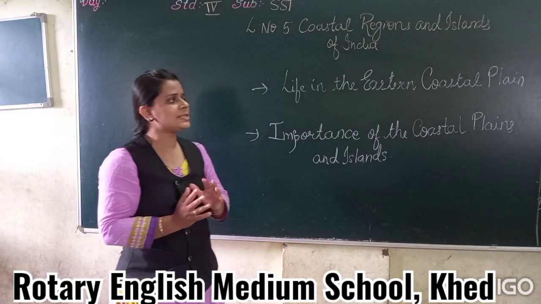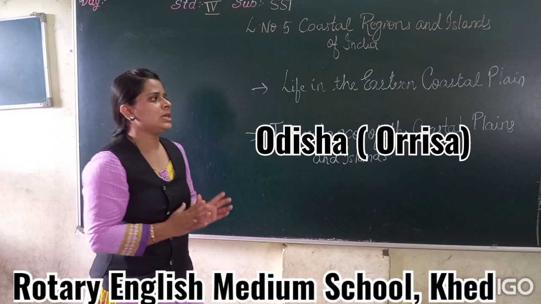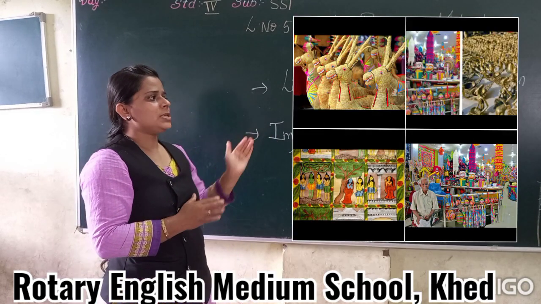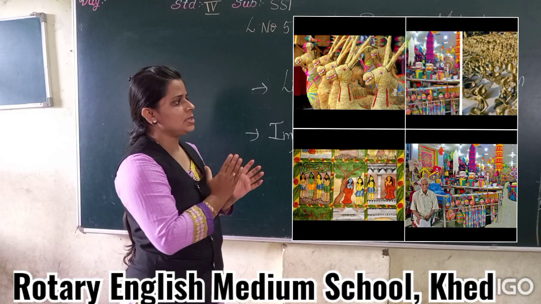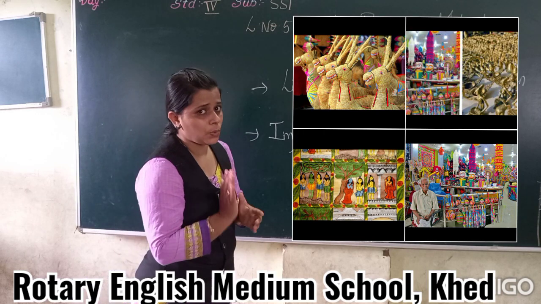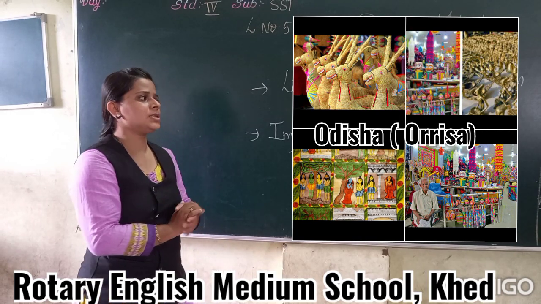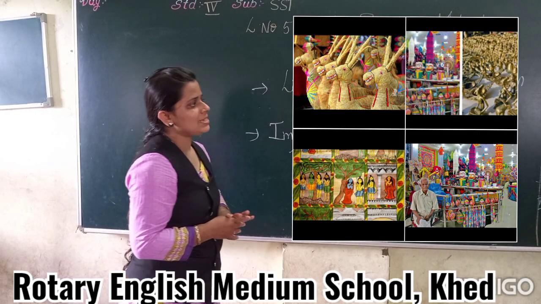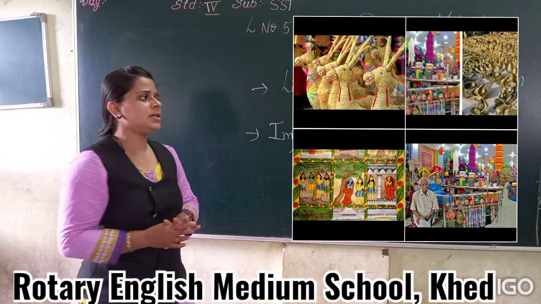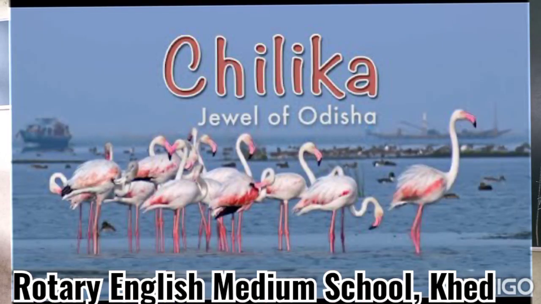Now, let's move to Odisha. This state is famous for its handicraft items. You can see the handicraft items here in the images. And here, Chilka Lake with its bird sanctuary is a major tourist attraction. Tourists within the country and from all over the world come and visit this famous place, Chilka Lake. And where is it? It is in Orissa. Got it, my children?